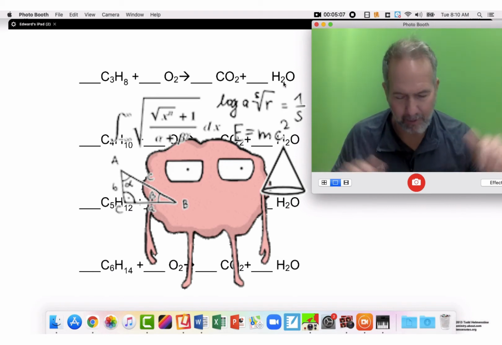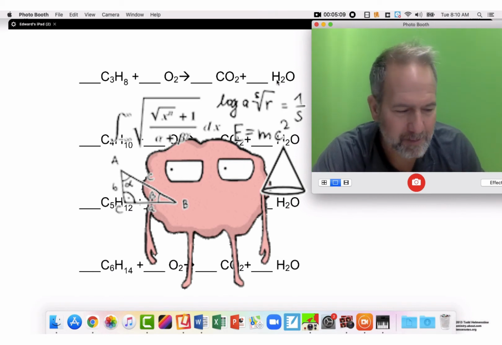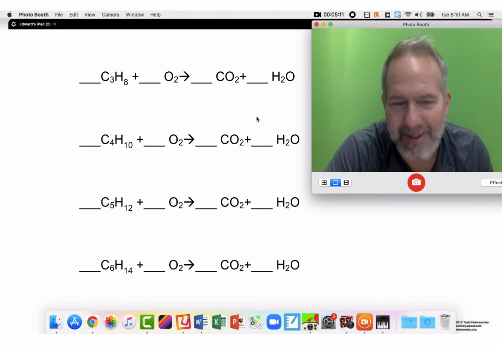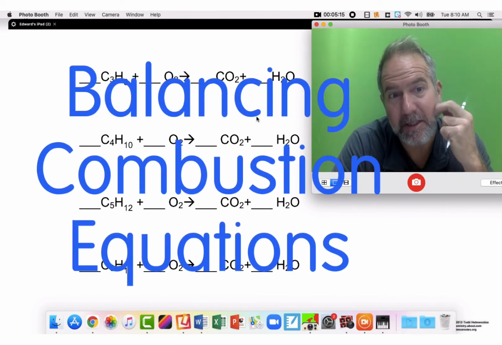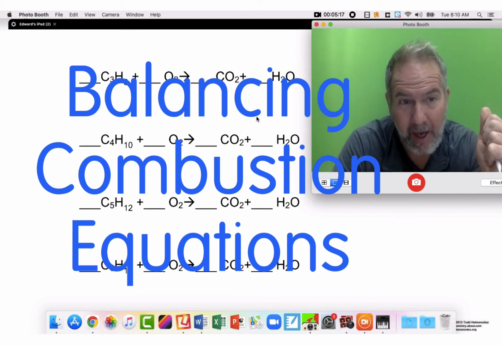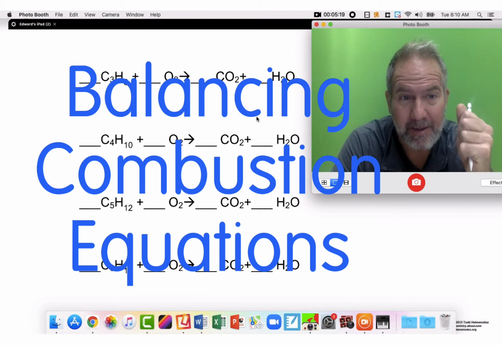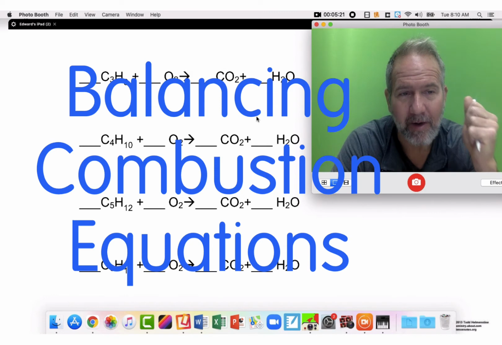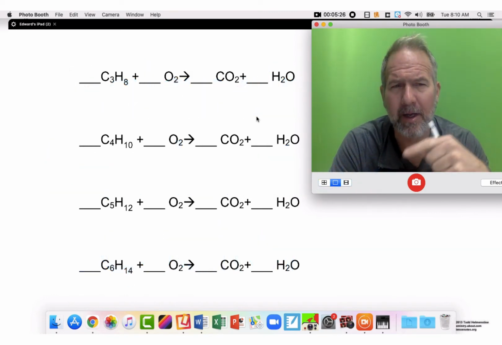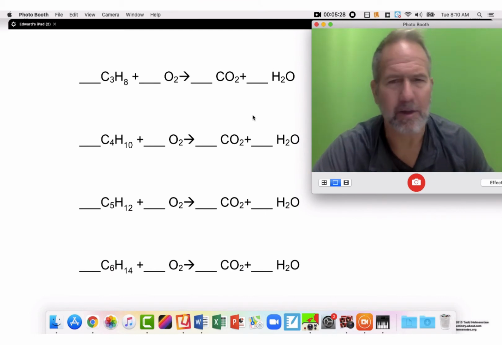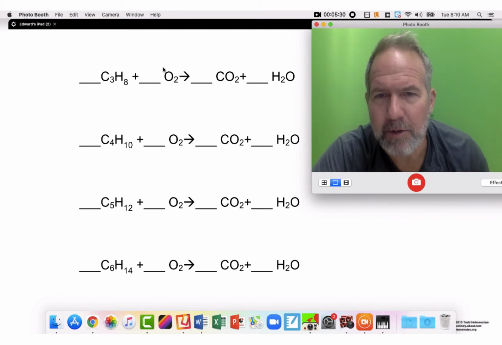Okay, anyway, that's beside the point. Let's talk about balancing these equations. So today we're going to balance these equations. Now, balancing equations for combustion can be a little tricky. I have a pattern. Follow this pattern. All right? This pattern is going to fix problems that can occur later. And the problem that can occur is because of this O2 here, right?